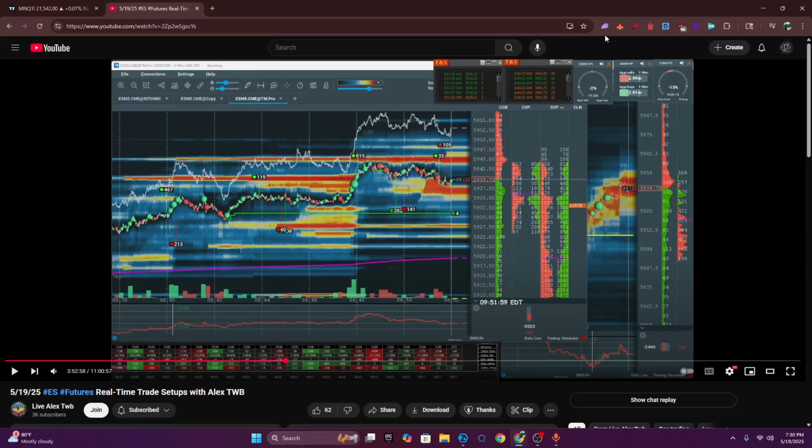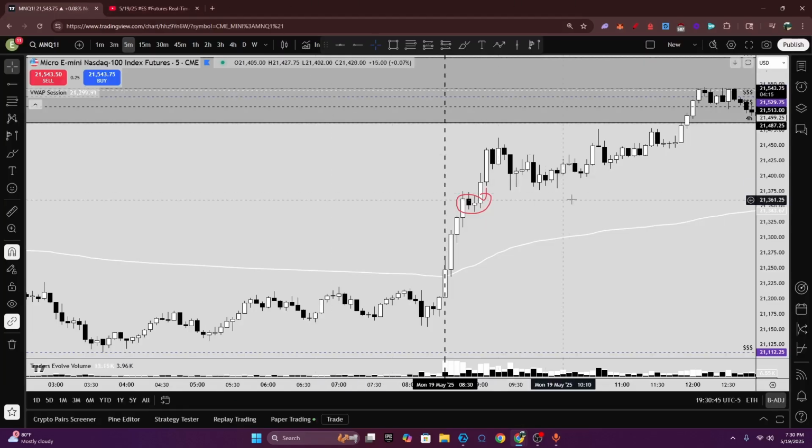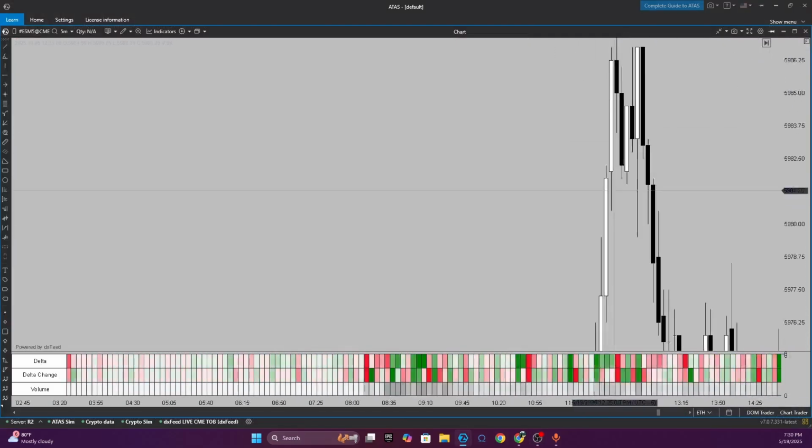If we've seen enough seller absorption and if price can continue to structure above. But realistically, 5945. Let's see how it looks on the footprint.